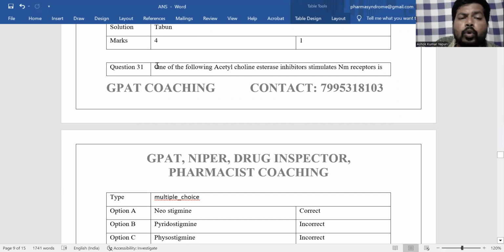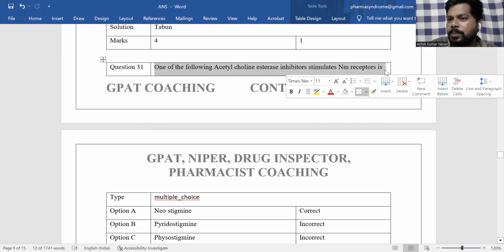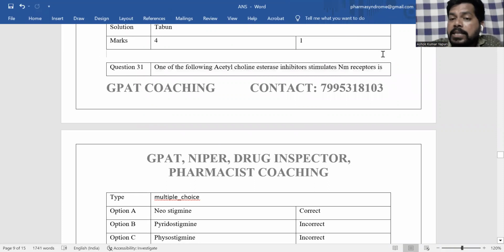And the next question is: which one of the following acetylcholine esterase enzyme inhibitors stimulates the nicotinic muscle receptor? Like muscarinic receptors in the parasympathetic nervous system, there is also a nicotinic receptor. Muscarinic receptors belong to G protein coupled receptors. Nicotinic receptors belong to ion channel receptors. Ion channel receptors are also called fast acting receptors. G-protein coupled receptors are also called metabotropic receptors, serpentine receptors, or 7-transmembrane heptahelical receptors.